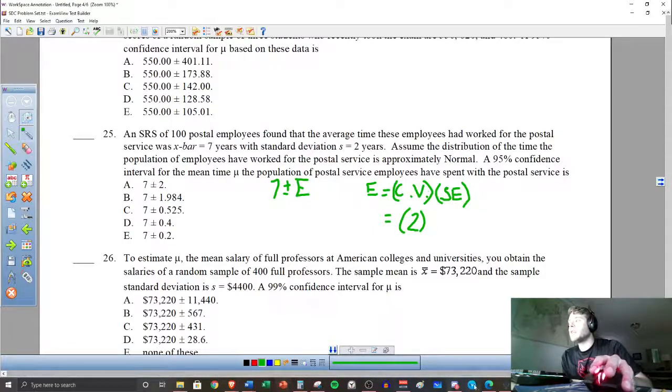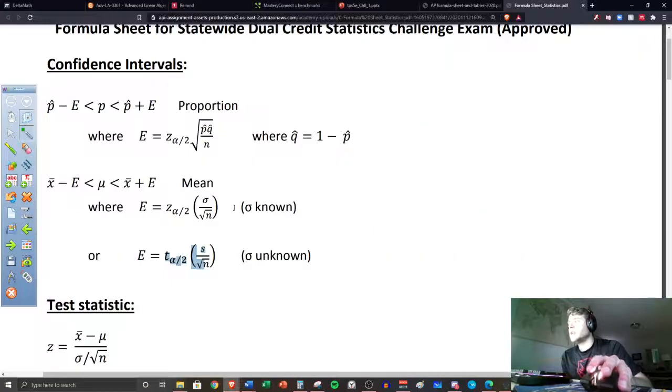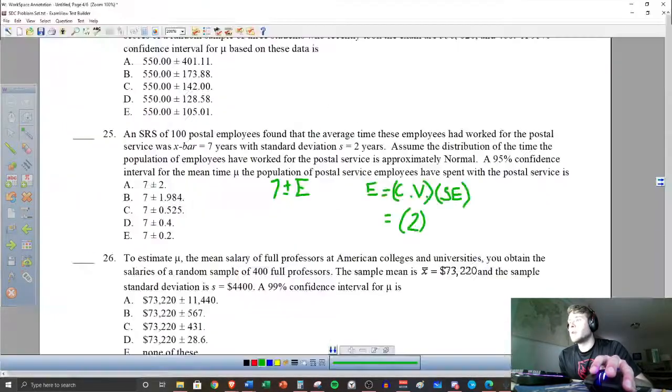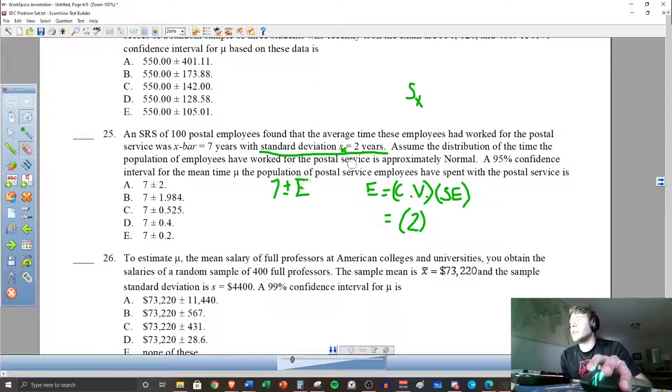Well, how do I find standard error for this? We go to our formula sheet. We have 2 options. You have sigma is known or sigma is unknown. So do we know what the population standard deviation is? Well, if we look at the question, it tells us this. This is the standard deviation, but it's not sigma, it's S, which is sample standard deviation. Normally we see it as S sub X, right? S sub X is sample standard deviation. In this chapter, we're going to be seeing it just written as S, okay? So we're going to be using that formula instead of the other.